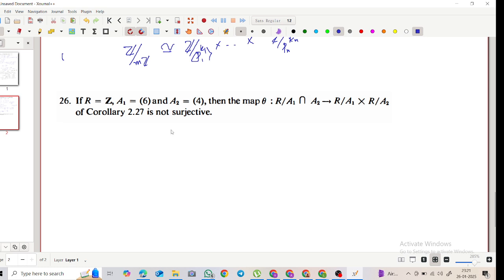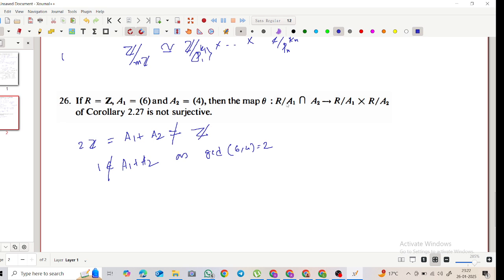So clearly, you can see that A_1 plus A_2, this is not Z, right? This is not Z, na, because 1 is not inside A_1 plus A_2. As GCD of 6, 4 is 2. So A_1 plus A_2 is basically 2Z, the ideal generated by 2. So this condition is validated.